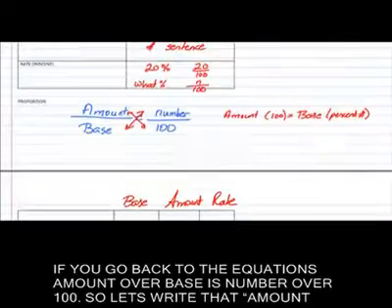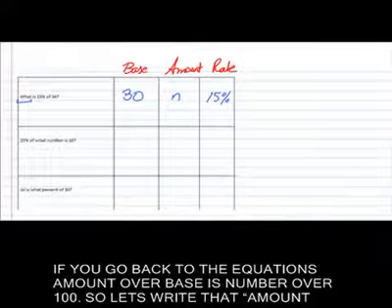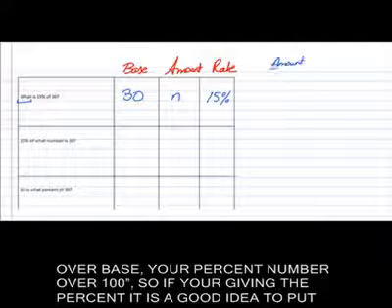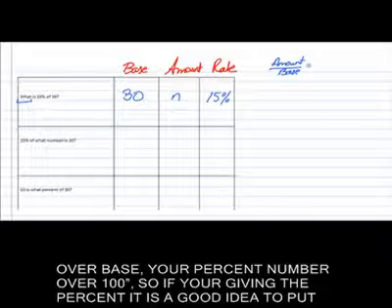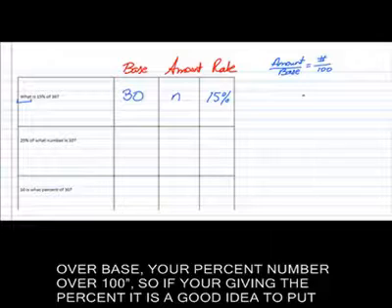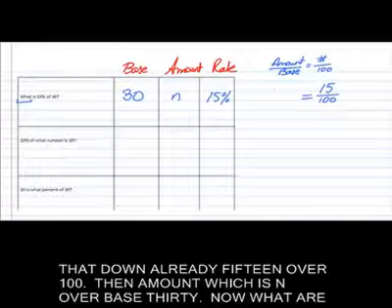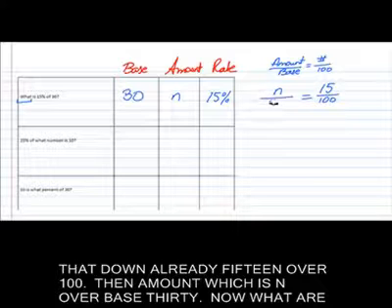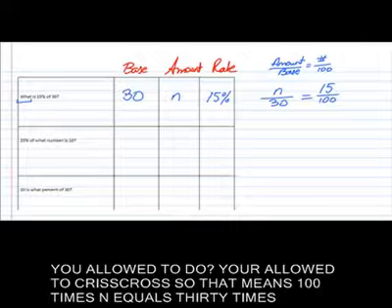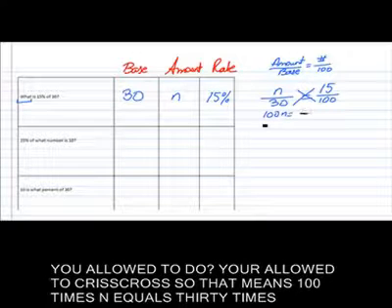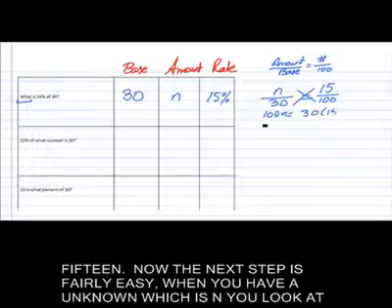Now if you go back to the equations, amount over base is number over 100. So let's write that: amount over base equals your percent number over 100. If you're given the percent, it is a good idea to put that down already. 15 over 100. Then amount, which is n, over base 30. Now what are you allowed to do? You're allowed to crisscross. So that means 100 times n equals 30 times 15.